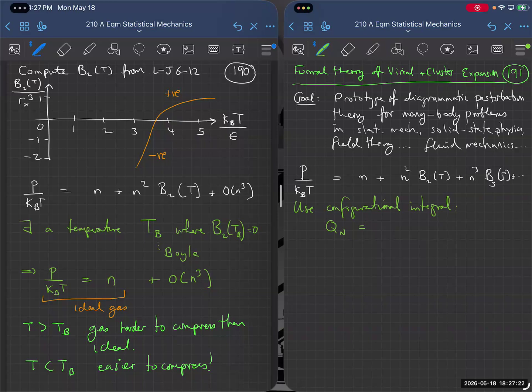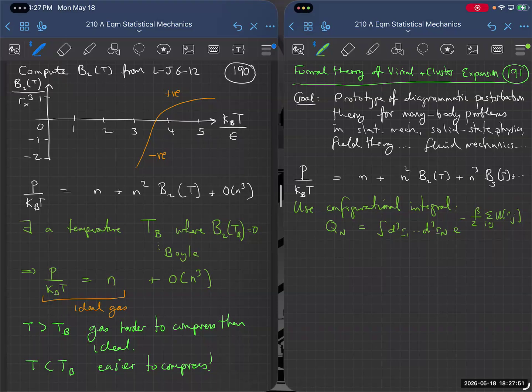So all we need to do is the configurational integral, which is the integral over the volume of d^3r_1 to d^3r_N, at least for classical systems. I'm not going to deal with quantum systems. And then we have e to the minus beta over 2, sum over i not equal to j, u of r_ij. So that's the thing that we want to compute.